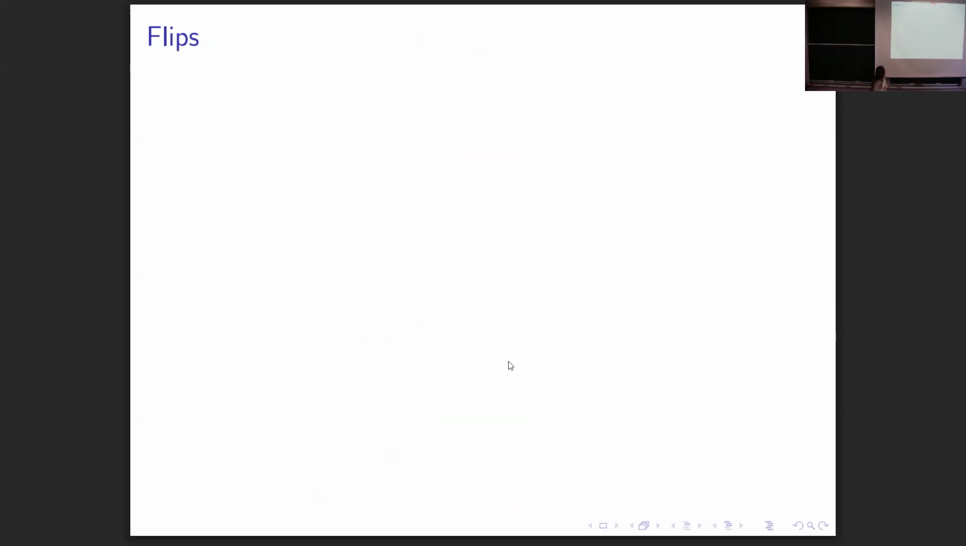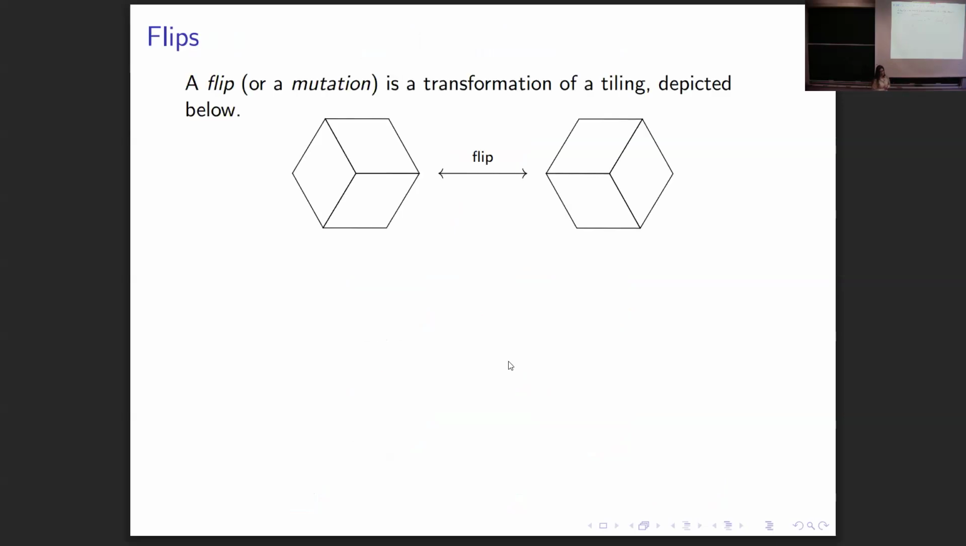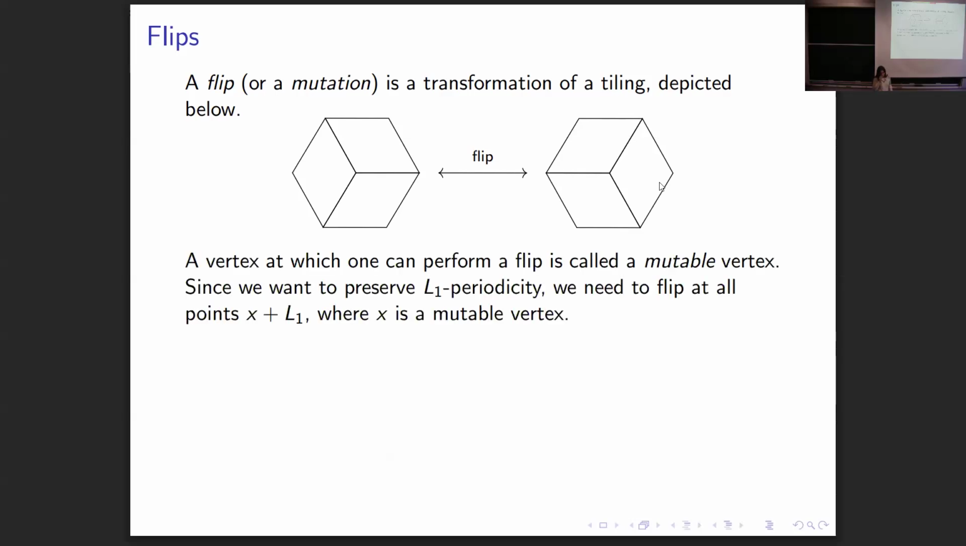Okay, so now I'm going to talk about flips a little bit. A flip is a transformation of a tiling, which is depicted below. If you have a hexagon like this or a hexagon like this, you can just replace it with the other hexagon, right? You can just lift it, rotate it and place it back. A vertex where you can perform this flip is called a mutable vertex. So for example, this is a mutable vertex, this is a mutable vertex.